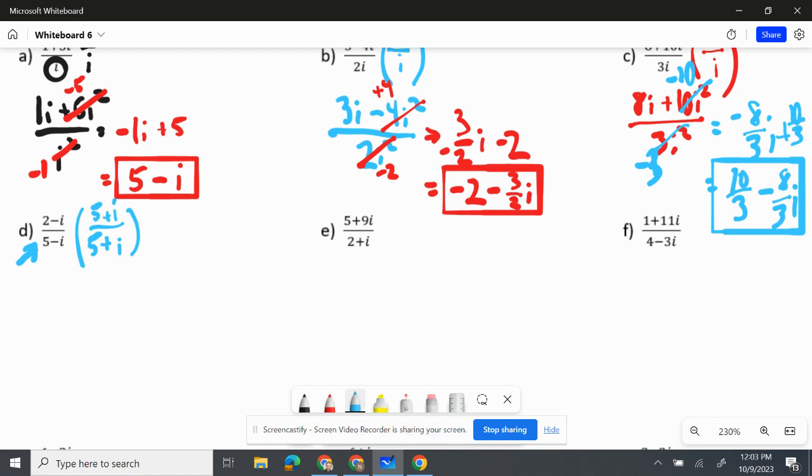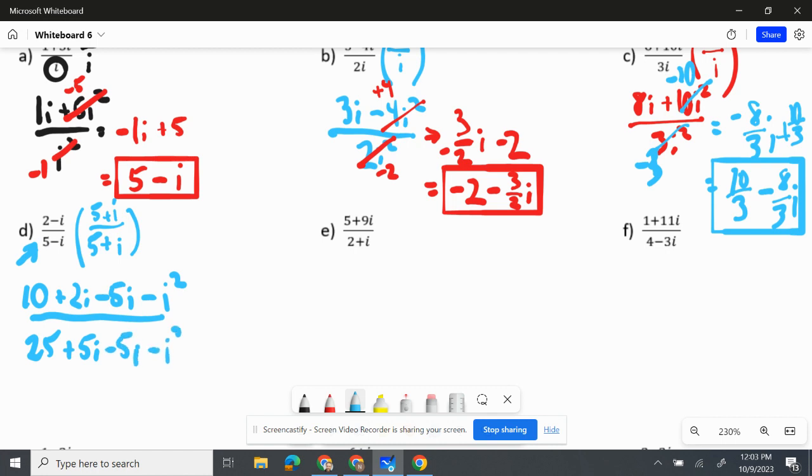So 2 times 5 is 10. 2 times I is 2i. -I times 5 is -5i. And -I times I is -I squared. In the denominator, 5 times 5 is 25. 5 times I is 5i. Then we have -5i. And then I times I is -I squared.